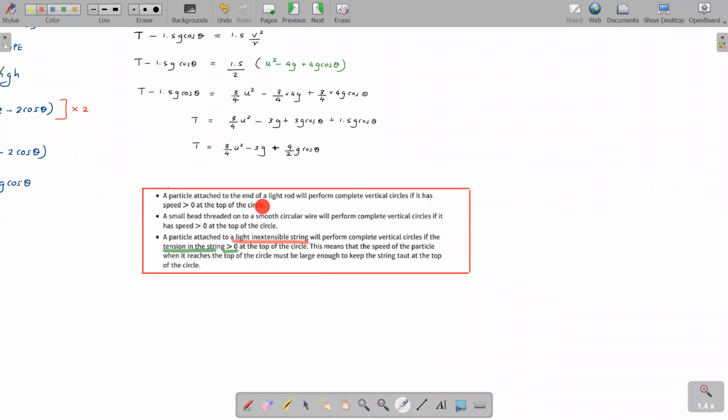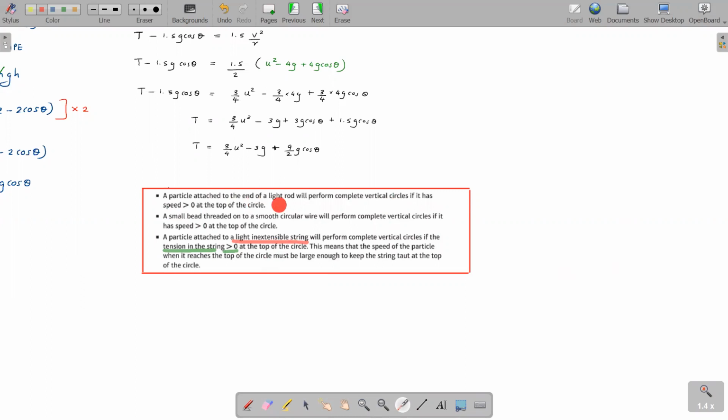I think you can see the requirements are changing for a rod. If you are working with a rod to perform a complete vertical circle, it's not the tension. In a rod, it's the speed that should be bigger than 0. I hope you guys can understand why for a rod they are concerned with the speed, but why for the string they are concerned with the tension.